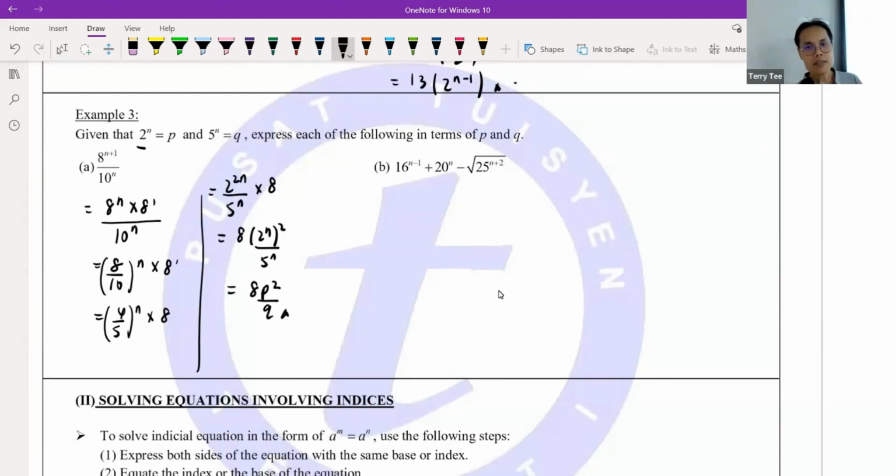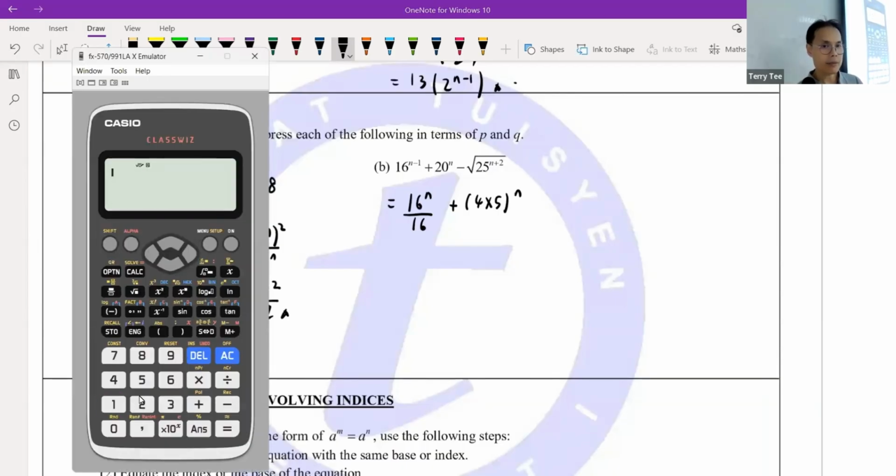Okay, second one, 16. What can I do with 16? 16 is 2 power 4. Or some of you may want to write 16 power n, 16 power 1 first. Now 20, got to think 4 times 5, right? By the way, if you have this calculator, I've shown you this function many times. You press 20, press equals, shift, factorize. 2 power 2 times 5. You can write 2 power 2 times 5, or you can write 4 times 5 first. Up to you. This calculator can convert this. I say this again: 20 equals, shift, factorize. Basically, it converts it into a prime factor. We call it prime factorization.